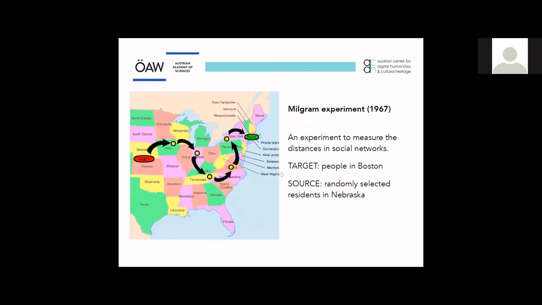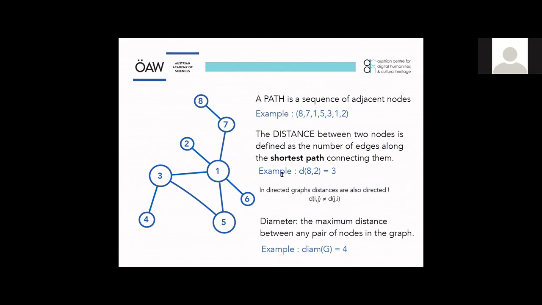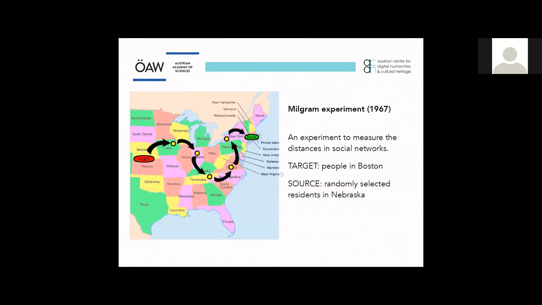And so one question could be: how long are the diameters in networks? This was a very nice experiment made by a sociologist, Milgram, in the 60s. I will try to give this talk about social networks, because I think that they fit better with prosopography.